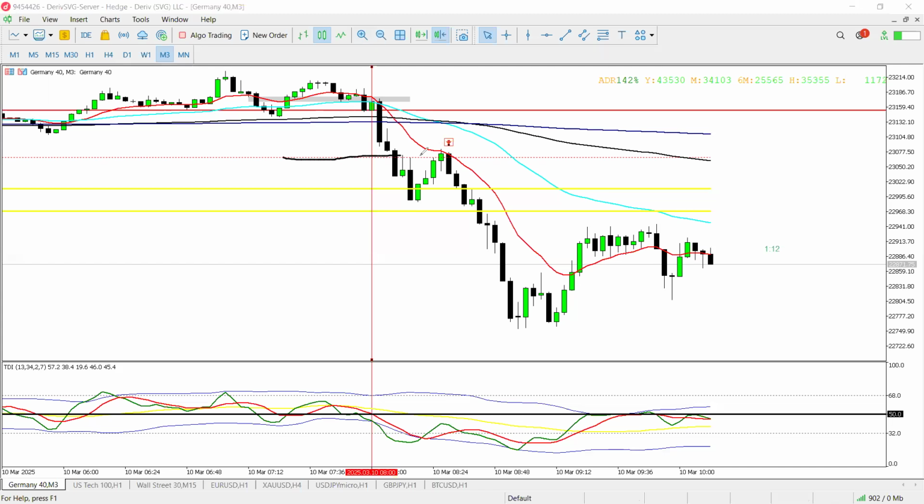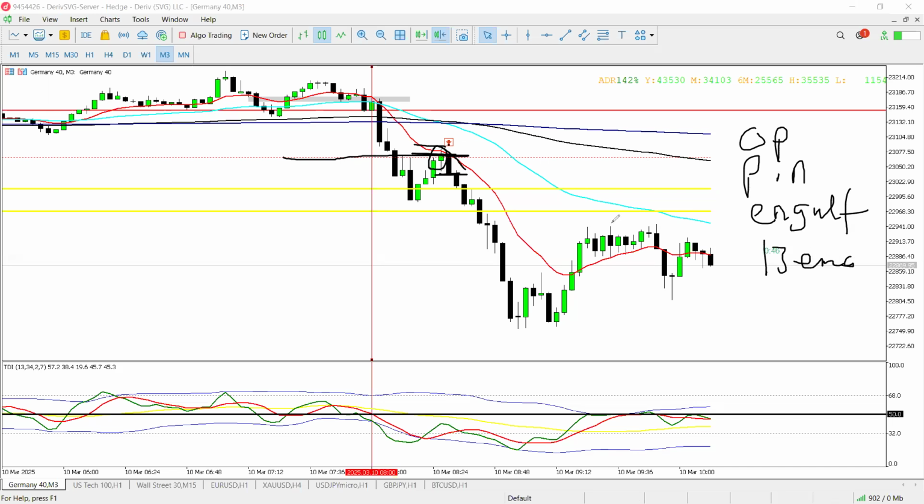We've got today's open price. Today's open price, that's number one. Number two, we've got this nice pin bar here. I'm just going to write pin. Number three, we've got a bearish engulfing here. I'm just going to say engulf. Number four, we've got the 13 EMA right here as well. So now we've got four confluences lining up right on a point of interest.